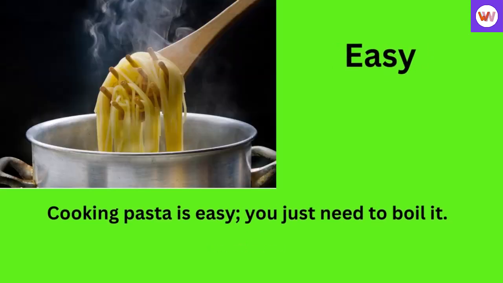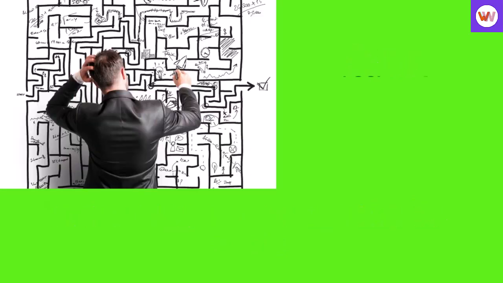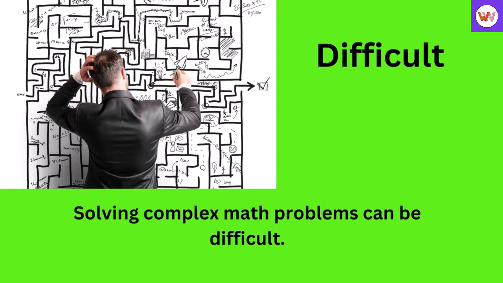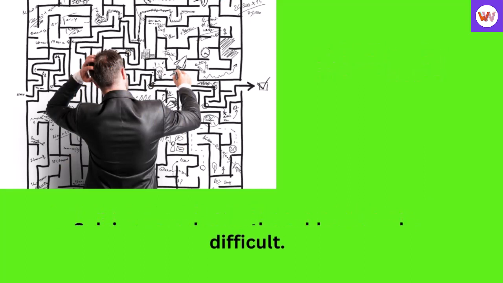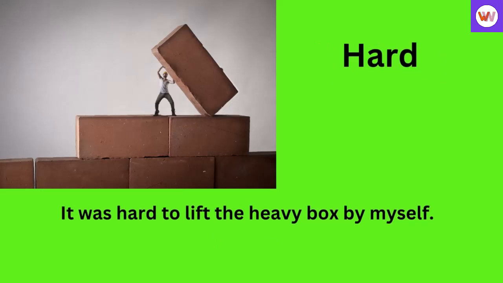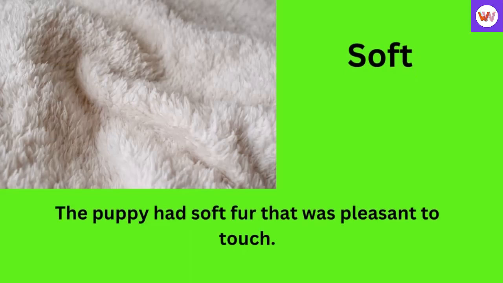Easy. Cooking pasta is easy, you just need to boil it. Difficult. Solving complex math problems can be difficult. Hard. It was hard to lift the heavy box by myself. Soft. The puppy had soft fur that was pleasant to touch.